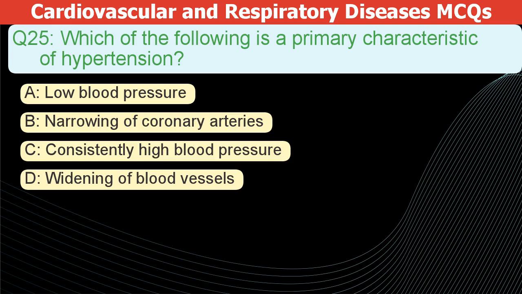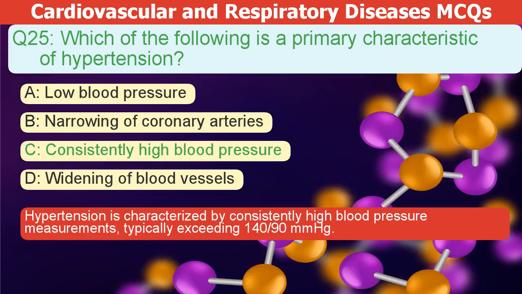Which of the following is a primary characteristic of hypertension? A. Low blood pressure. B. Narrowing of coronary arteries. C. Consistently high blood pressure. D. Widening of blood vessels. The correct answer is C. Hypertension is characterized by consistently high blood pressure measurements, typically exceeding 140/90 millimeters of mercury.